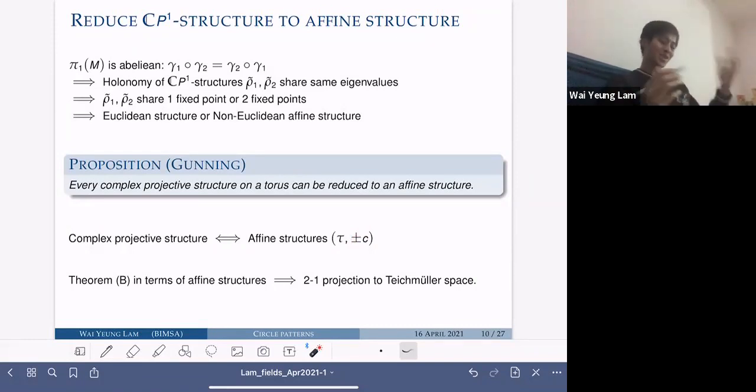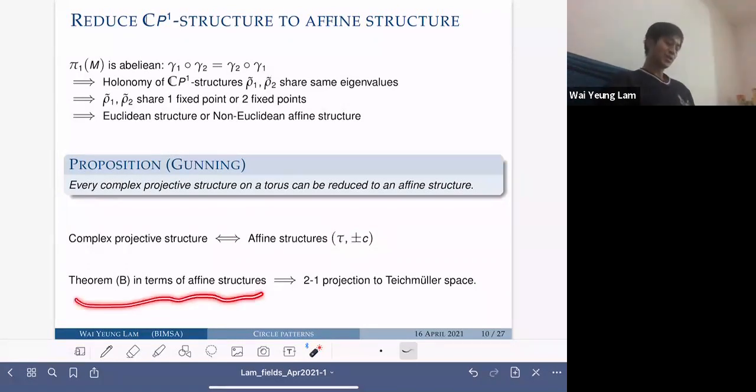But originally they represent the same CP1 structure. So that is the statement: whenever you have one CP1 structure, you can get two different affine structures, tau plus C or tau minus C, but the underlying CP1 structures are the same.